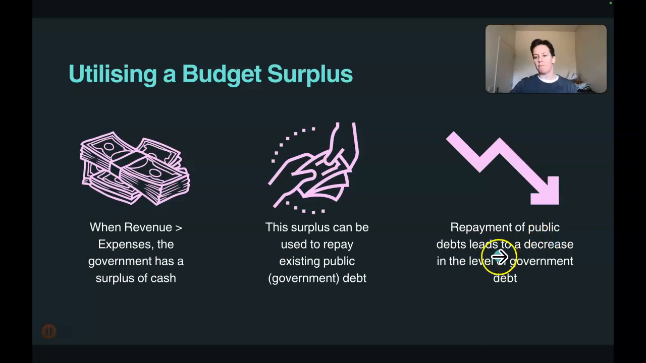And so the repayment of public debt leads to a decrease in the overall level of public debt or government debt. Just to clarify, public debt, government debt, exactly the same thing, okay? Those two terms are interchangeable, so don't get confused. One doesn't lead to the other. They are, in essence, the same thing.